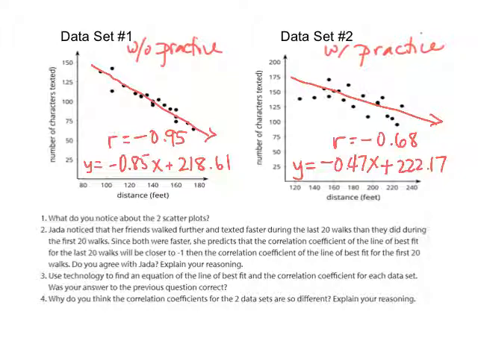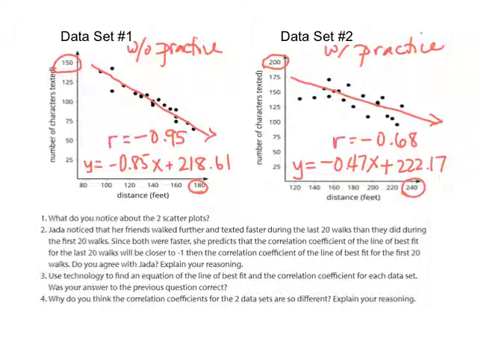So Jada noticed that her friends walked further and texted faster during the last 20 walks than they did during their first 20 walks. So did you see the scale differences? This one gets to 180 distance, and this is 240 feet. So in the second data set, they definitely went faster or further. And the number of characters texted goes up to 200 in the second data set, but only 150 in the first data set. So the practice paid off. But notice that it's not as good of a linear fit.